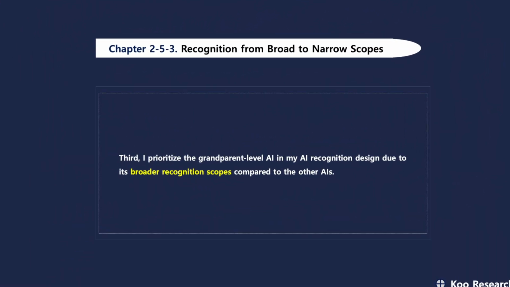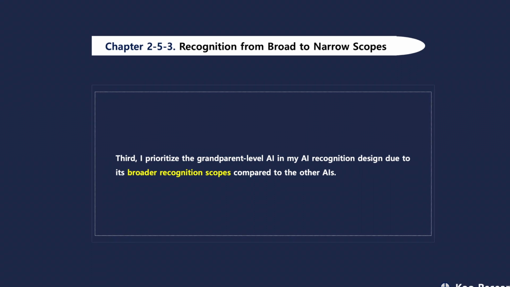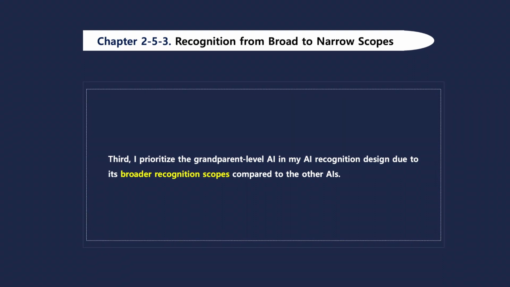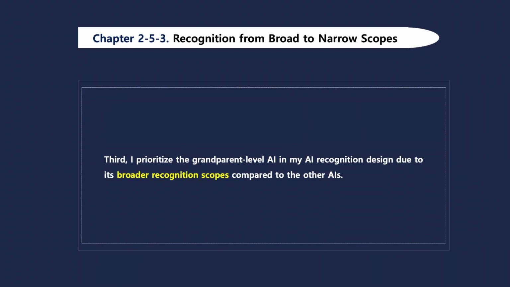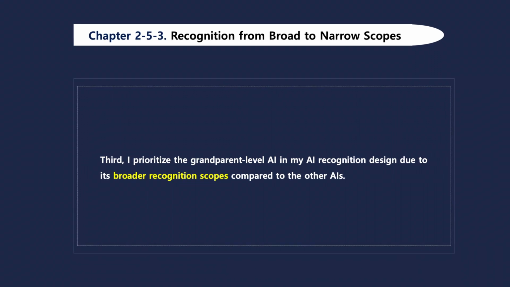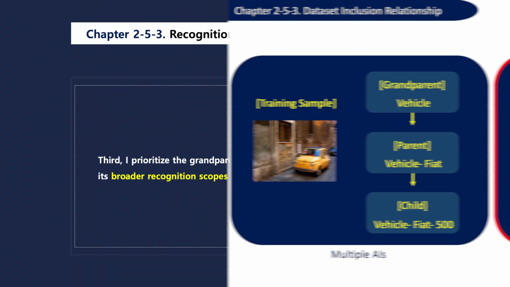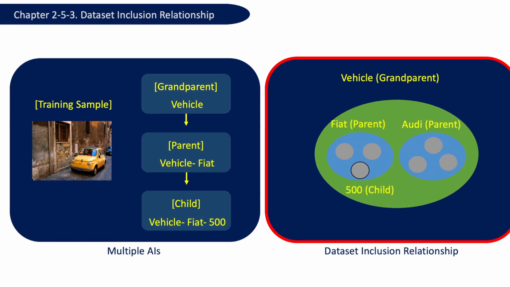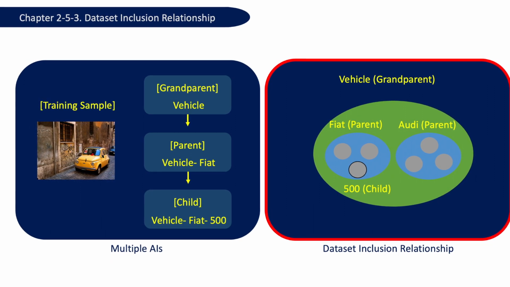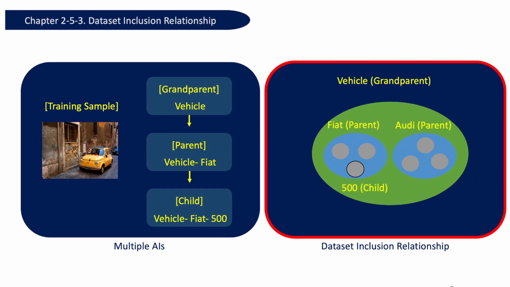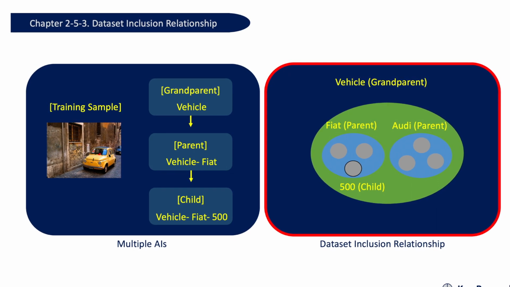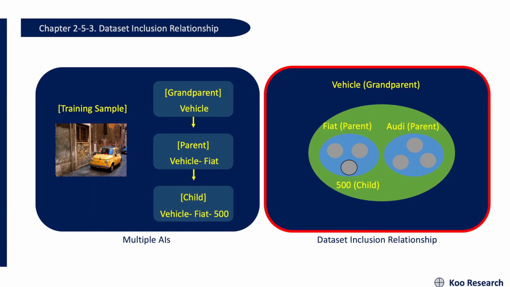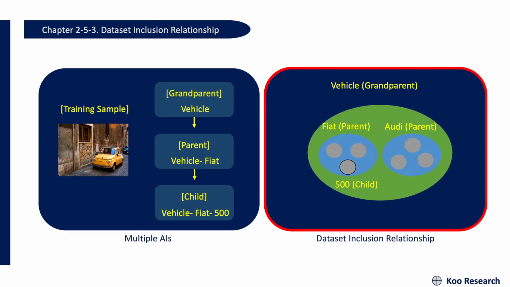Chapter 2 to 5 3. Recognition from broad to narrow scopes. Third, I prioritize the grandparent-level AI in my AI recognition design due to its broader recognition scopes compared to the other AIs. As shown in this figure, a grandparent label includes many parent labels, and each parent label contains various child levels. This means that I prioritize multiple AIs with broader scopes first and then move to those with narrower scopes, following a step-by-step approach.